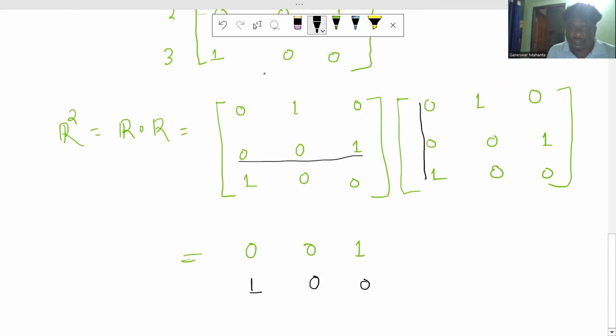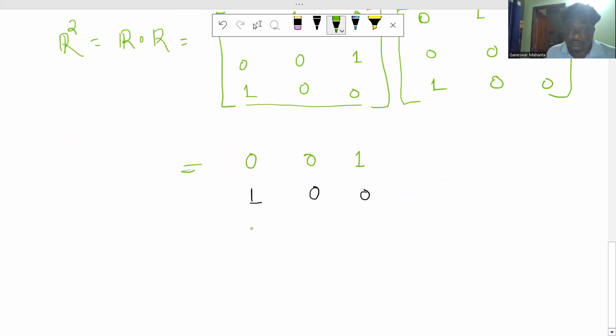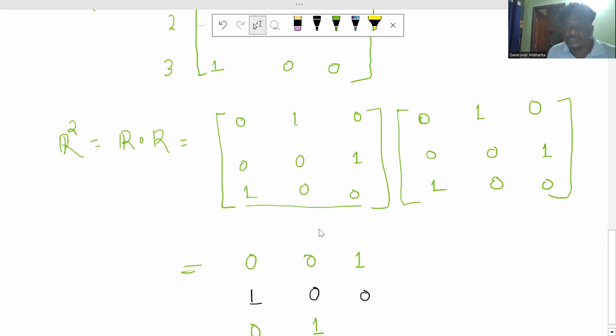Now let's see the next value. The last row, first column, is 0. The last row, second column, is 1. The last row, third column, is 0.